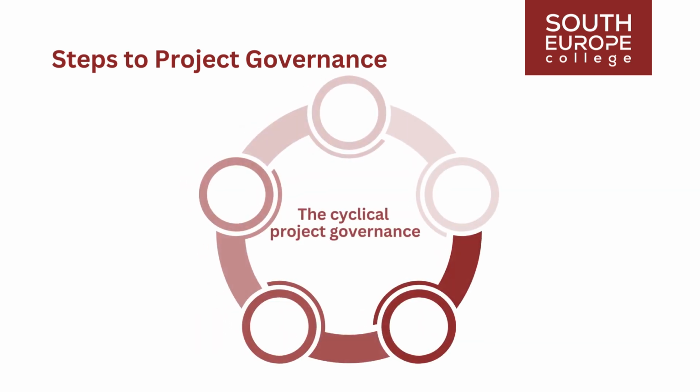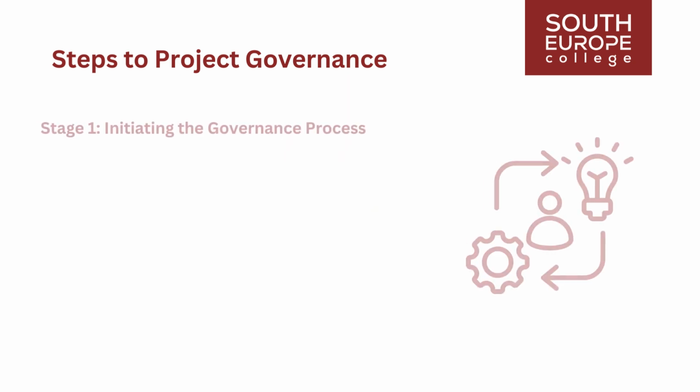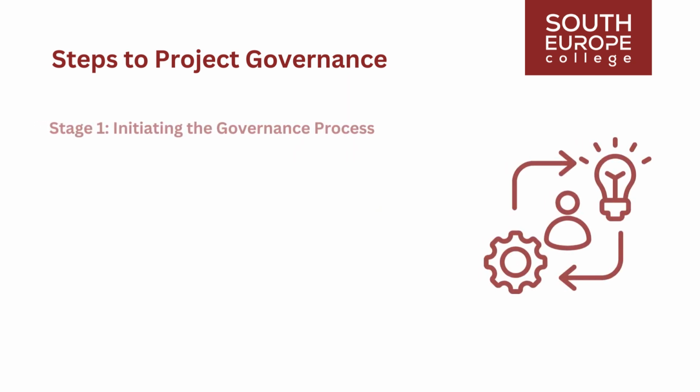The cyclical project governance framework comprises 5 key phases: initiation, planning, execution of governance, monitoring and control, and closure and assurance. This stage defines the project governance requirements for supporting and directing the decision-making process throughout the project lifecycle.